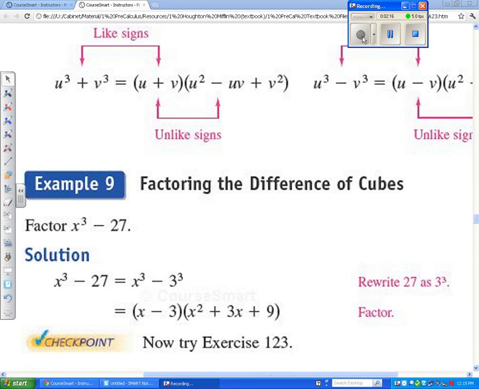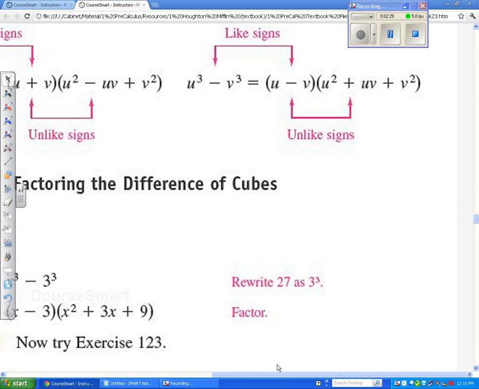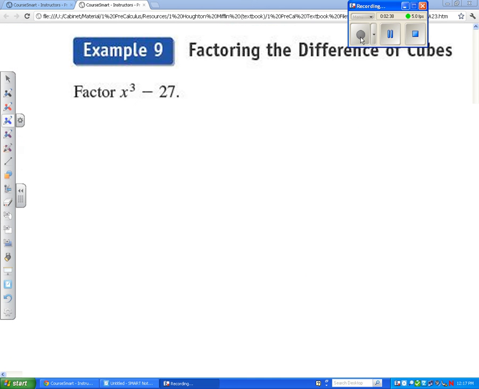A trick for remembering the sum of cubes is that the positive becomes positive, which means they're like signs, and the negative is a different sign than this one. But as far as the difference of cubes is concerned, notice we have like signs here, and then these are different signs. That should help you to remember them. It's just a trick to get through it.